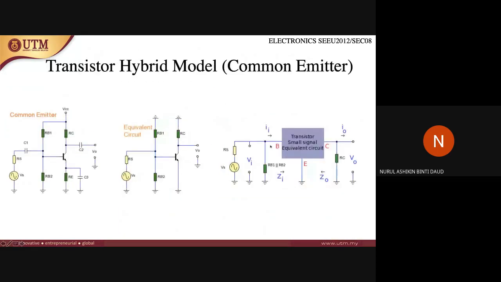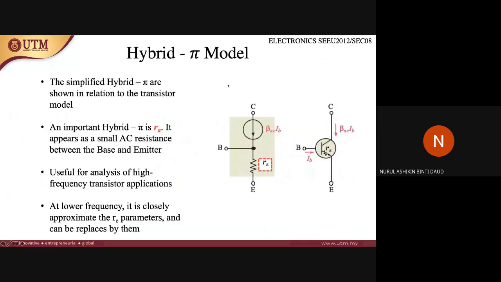Transistor hybrid pi model. This is another method for you to solve the AC equivalent circuit, by using the hybrid pi model. The hybrid pi model is shown in relation to the transistor model. This is just information for you. An important parameter in the hybrid pi model is R pi. There is also RE, if you remember from just now.